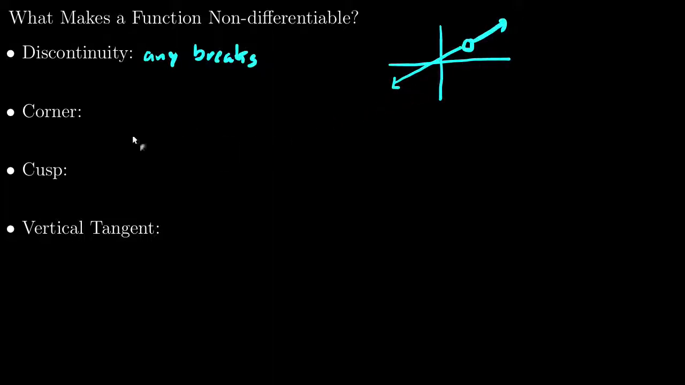Any discontinuity, any breaks, would make a function not differentiable at that point, because let's consider a removable discontinuity. You can't have a tangent at this point because this point doesn't exist in the function, so it can't intersect the function there.